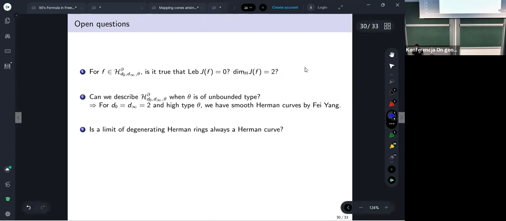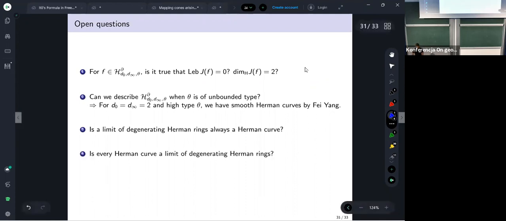And then thirdly, with this notion of Herman curve that I introduced, there is a reason why I just call it Herman curve and not degenerate Herman rings. This is why: I don't know whether there's an answer to this question or not. Is a limit of degenerating Herman rings always a Herman curve?